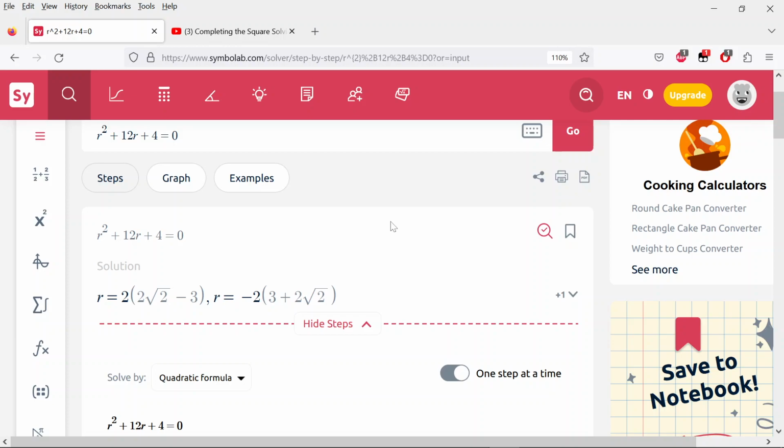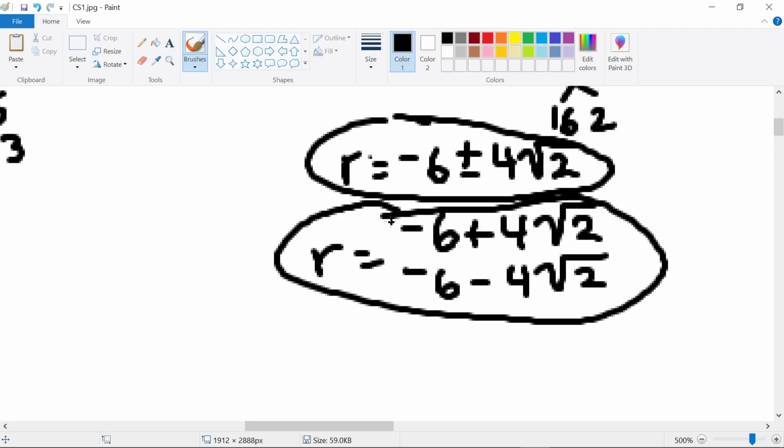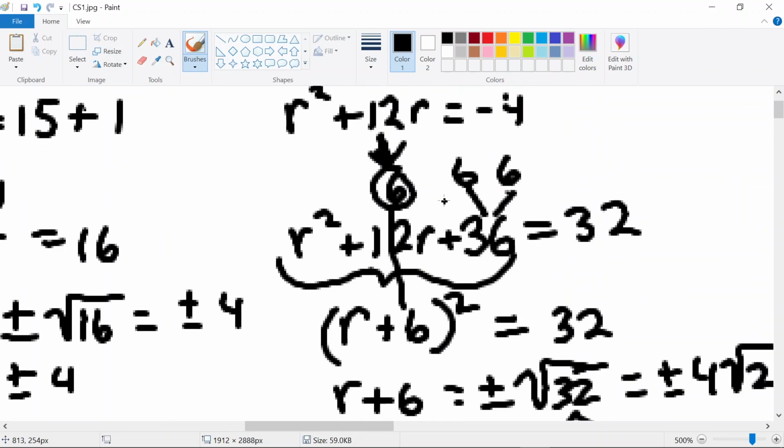But if you look at this, 2 times 2 square root of 2 is 4 square root of 2. 2 times minus 3 is minus 6. It's minus 6 plus 4 square root of 2. Minus 2 times 3 is minus 6 minus 4 square root of 2. So those are the answers that I got. Took me a second to realize that.